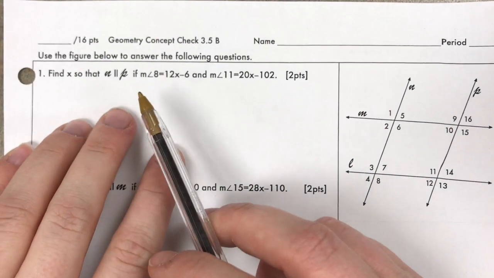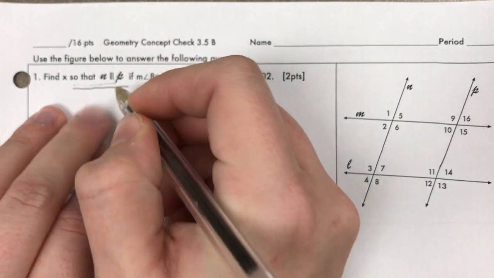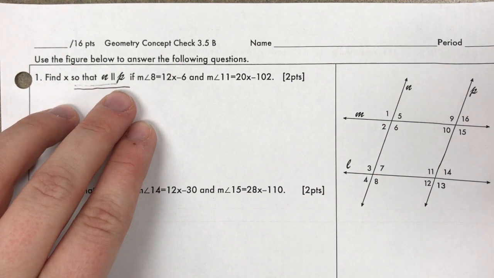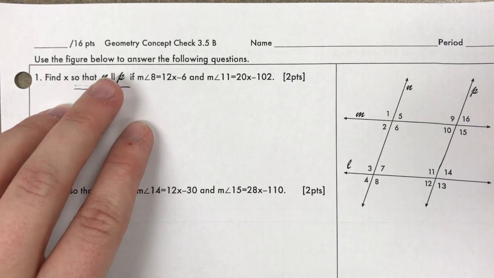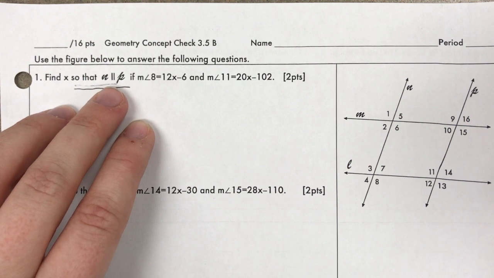For the first one, it says find x so that n is parallel to p. If we want n to be parallel to p, we need to prove one of four things: corresponding angles are congruent, alternate interior angles are congruent, alternate exterior angles are congruent, or consecutive interior angles are supplementary. If we can prove any of those things, then that would mean that n is parallel to p.